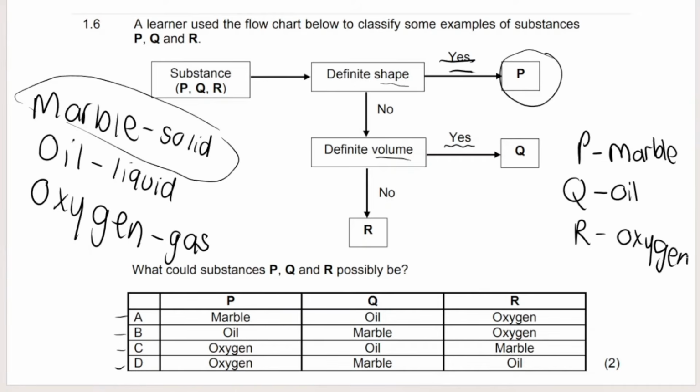All that's left to do is look for the option that suits this. So P being marble, Q being oil, and R being oxygen, it is option A.